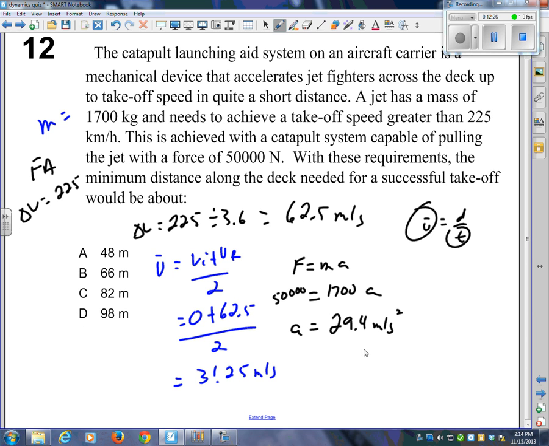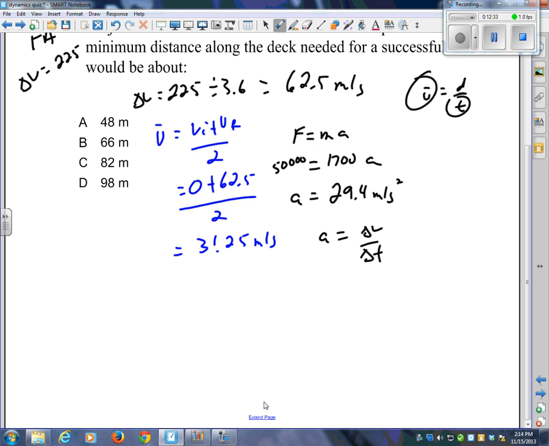Okay, so now I'm going to go A equals delta V over delta T. Notice how I'm writing formulas here. 29.4 is my A, 31.25 all over delta T. Oh, this T is going to be a real short number, isn't it? 31.25 divided by 29.4 is going to be a little over 1.06 seconds. And now, is that right?